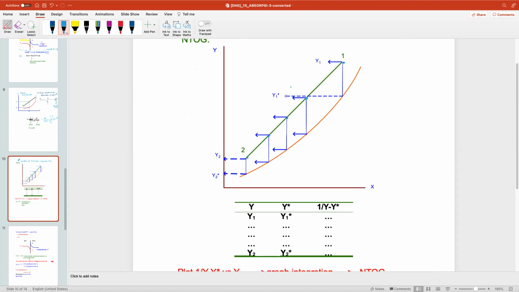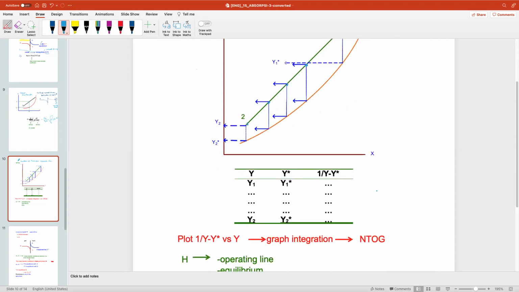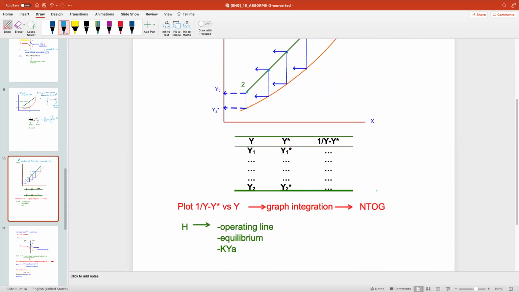Okay. And with that one, you can do again the tabling: find the y star, and then find your function, multiply it with delta y, and then add it, and then you get the area, and this area becomes the NTOG. Okay, so there you have it. With the overall mass transfer, you can also get the height, finding the operating line, the equilibrium, and also the kyi.